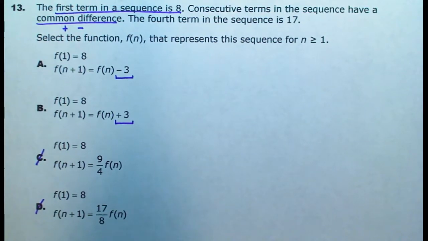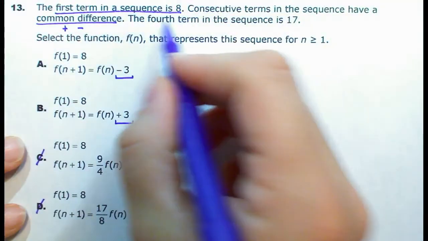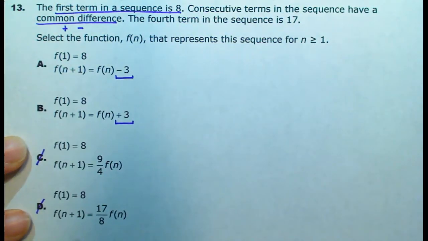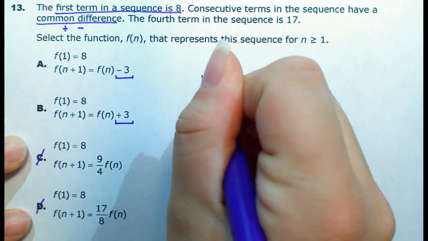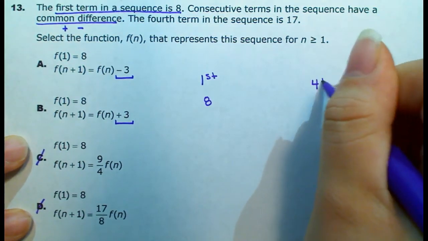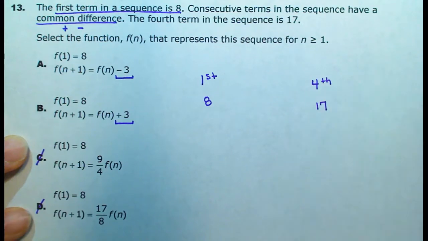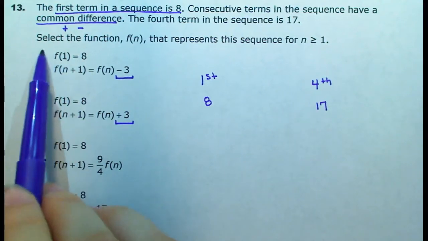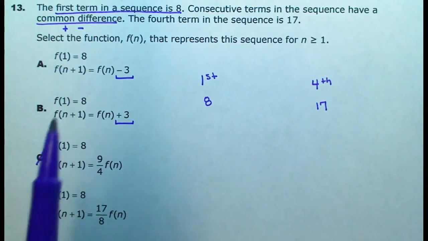So the next thing we need to know is a term. They tell us that the fourth term in a sequence is 17. So right now we have our first term is 8, and our fourth term is 17. So we're clearly increasing to get to the next term. That's going to more or less knock out A as a solution, but let's check to make sure.